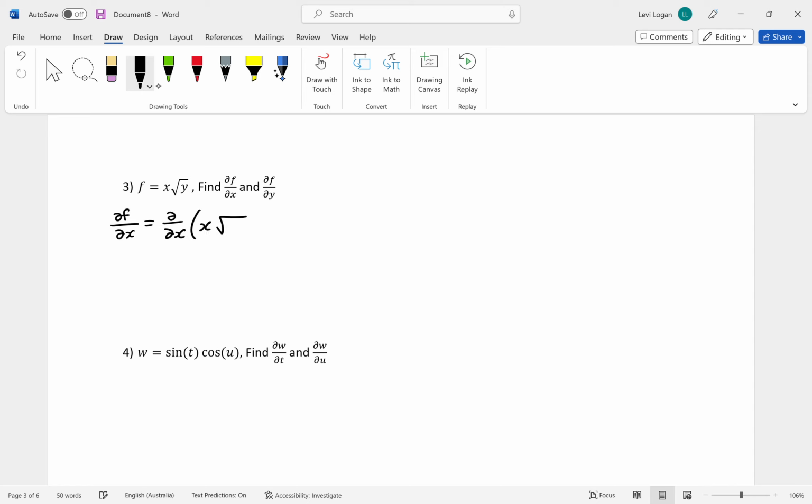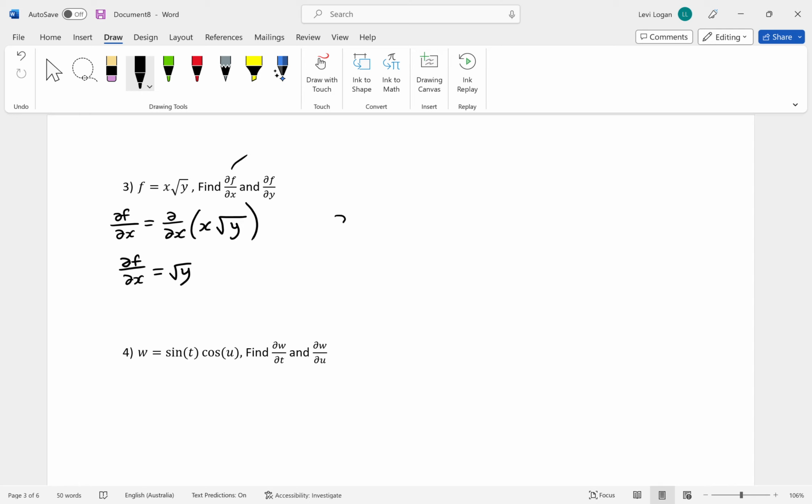Now the y is under a square root. Does that matter? No, it doesn't. You know why? Because y is a constant. We don't care about y. So the partial derivative of f with respect to x, differentiating just x with respect to x is 1. So the whole thing is just the square root of y. Okay? Alright. We've done that.